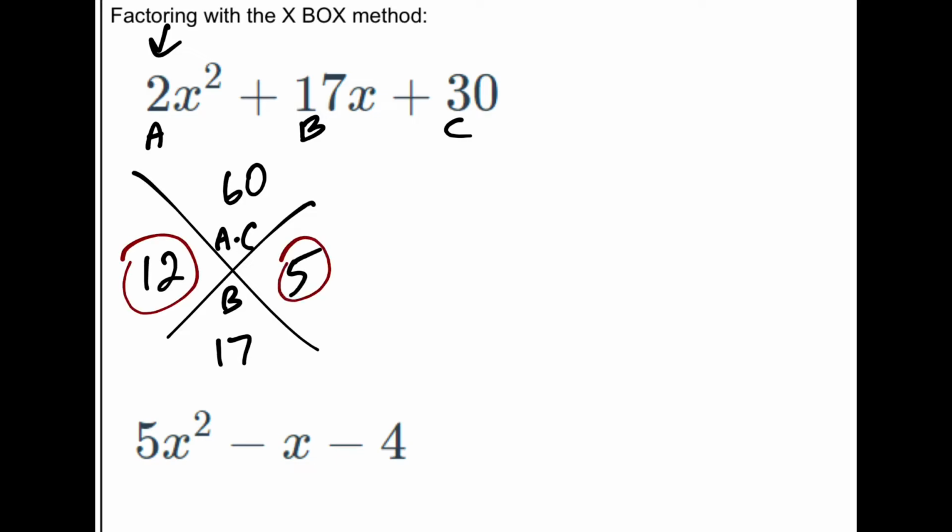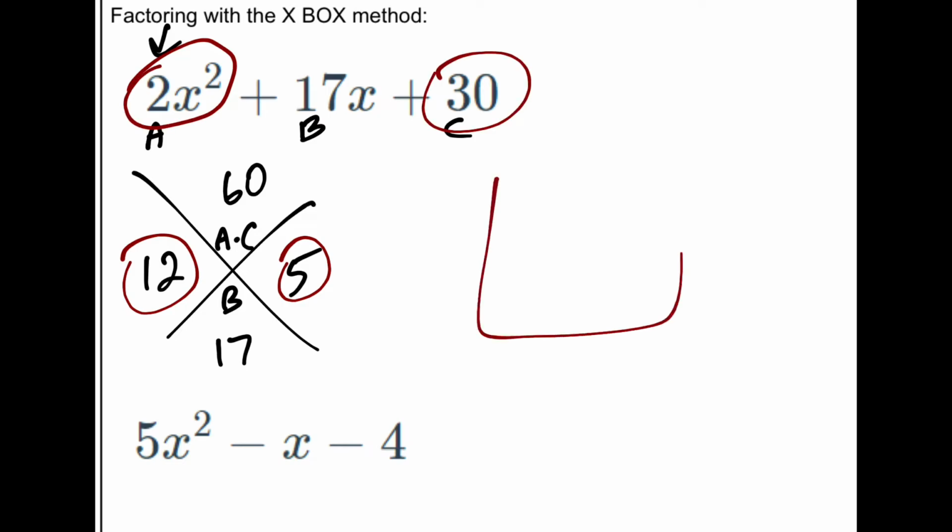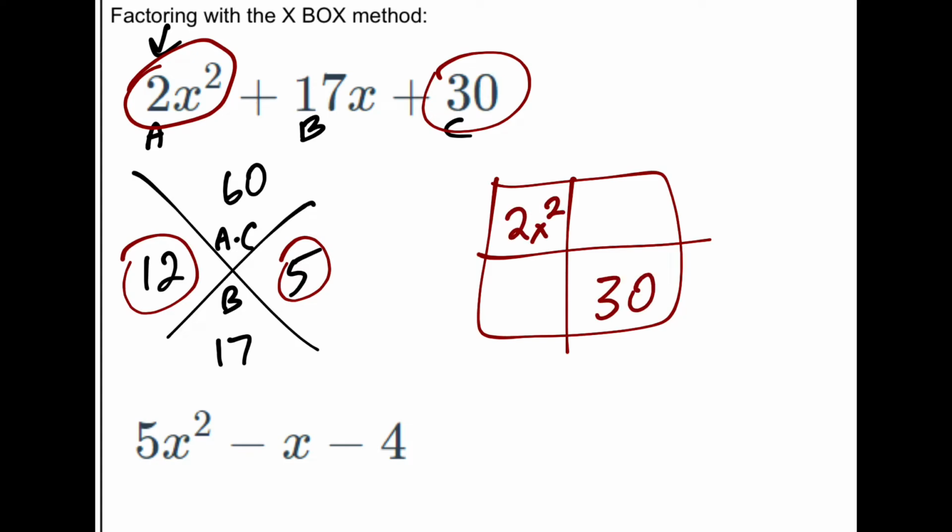So we're going to use those, and we're also going to use our original A and C terms, and we're going to build a box. Our original 2x squared goes here, our original 30 goes here, and the 12 and 5 go here and here respectively, doesn't matter which, and we add an x to them because they came from the x. And now we're going to work backwards to figure out where a 2x and an x goes.